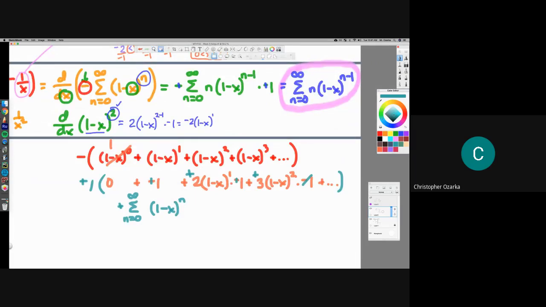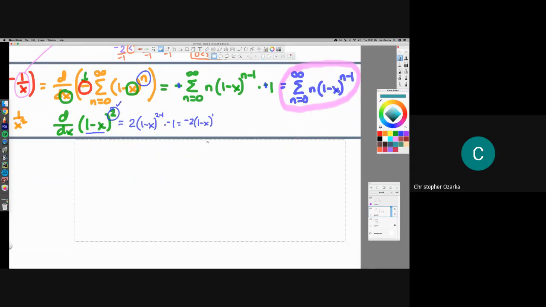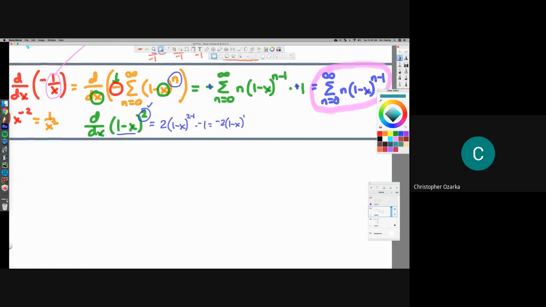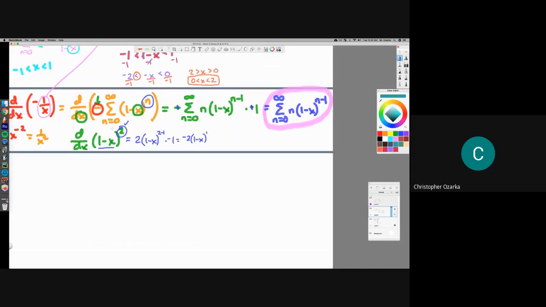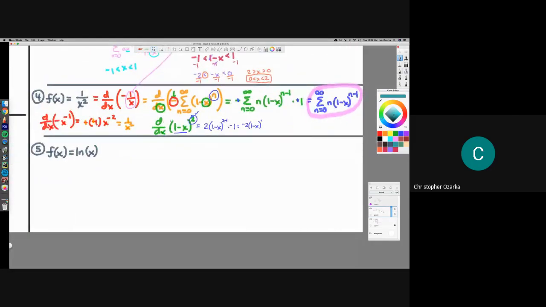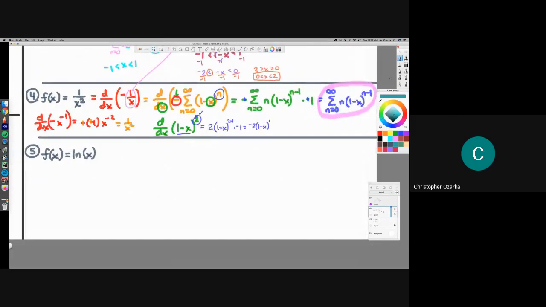The one thing is, you'd have to actually write it all out and see the pattern rather than doing it with the n's. But it's easier to just do it with the n's. Never mind what I was just showing. It's easier to look at this n right here and go, oh, that could be like a 2. So you bring the 2 down, you minus 1 from the power, and then you multiply by the inner derivative. Okay. Are there any questions on that? It's not easy.